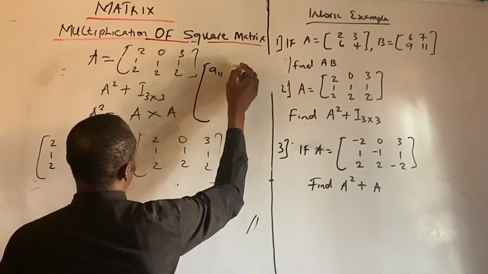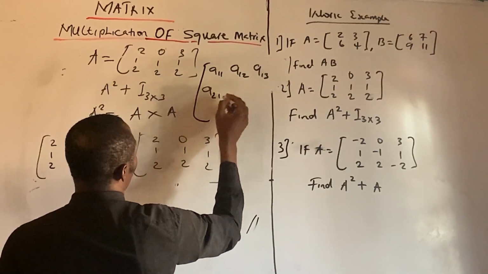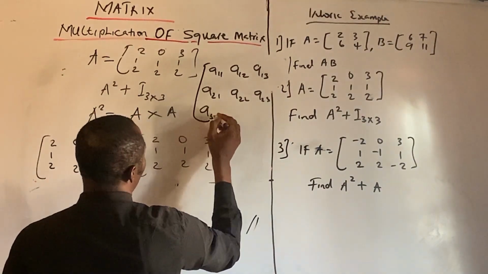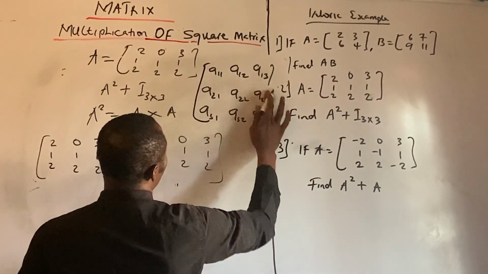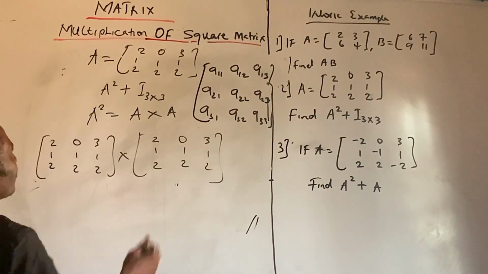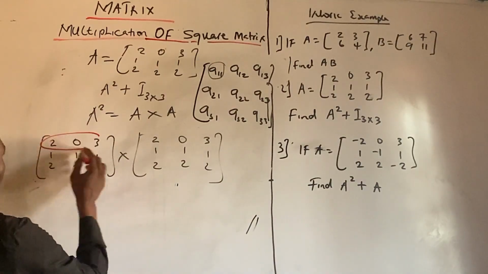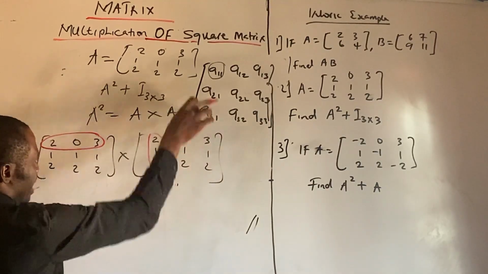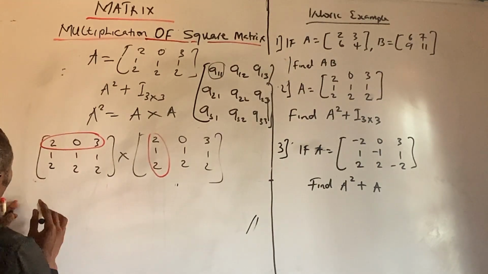We have A11, A12, A13, A21, A22, A23, A31, A32, and A33. So let's find the values that will be in all these positions. Let's take this one first. We're going to look at all the values here and multiply them with everything here, everything here, and everything here. But let's take it little by little.